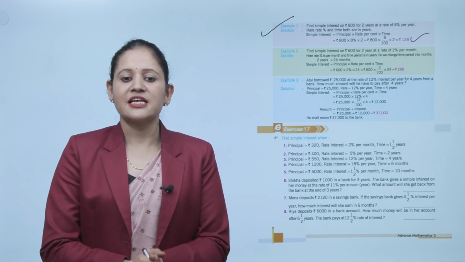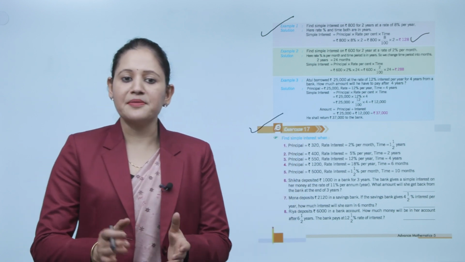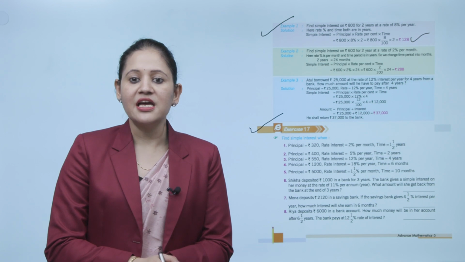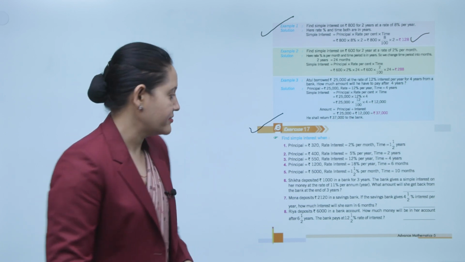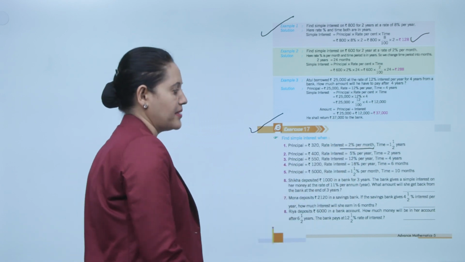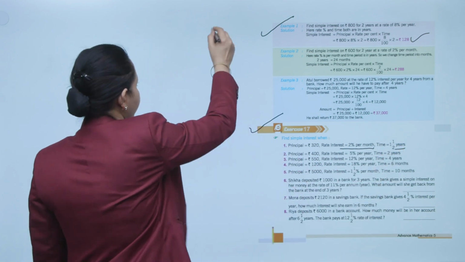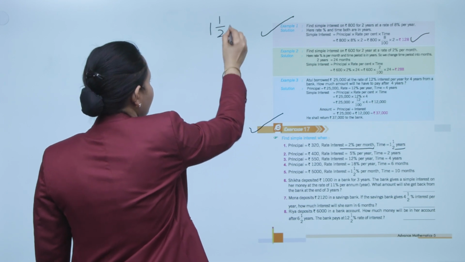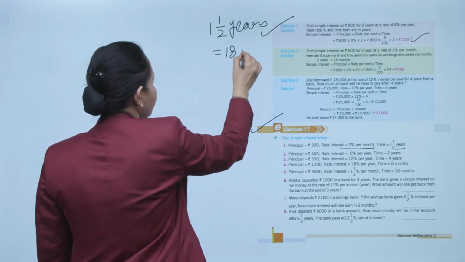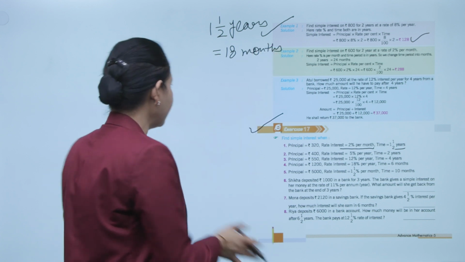Clear? Next is exercise 17. Find the simple interest when principal equals rupees 320, rate of interest 2% per month and time 1 by 2 years. So here the interest rate is per month, but time is in years. So we have to convert it into months. 1 by 2 years, that is 12 plus 6, that is 18 months.